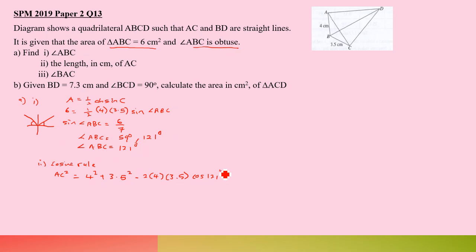Okay, so solving this, use your calculator if you have. You total this up using your calculator, so you will get 42.67. AC measurement cannot be negative, so the square root of this will be 6.532 cm. So that's your answer for part 2. Okay, part 3.